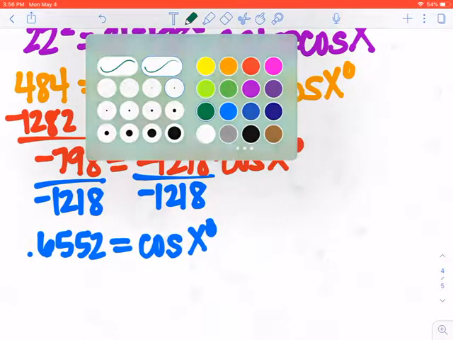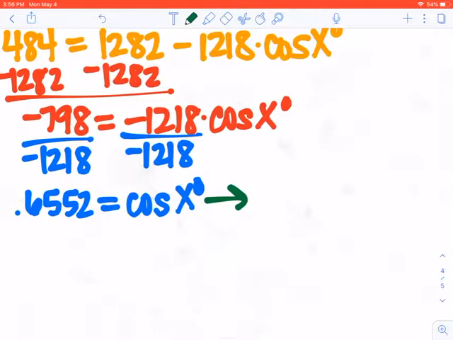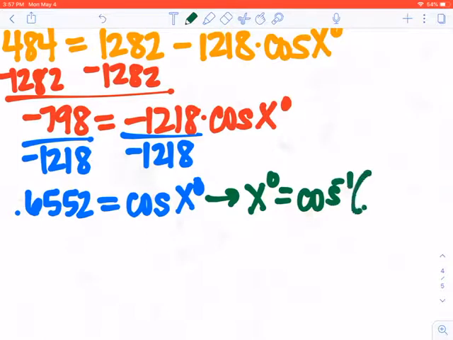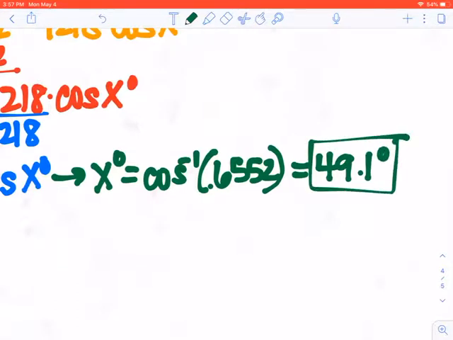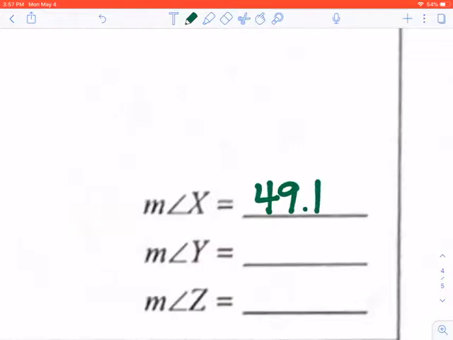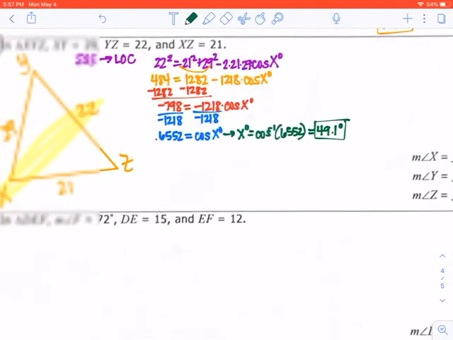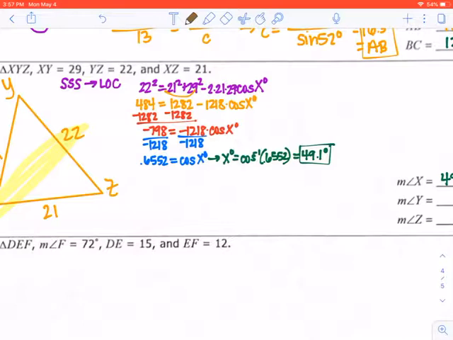But of course, our x is going to be, we're going to need to use an inverse. Okay, so x is going to be the inverse cosine of 0.6552. So you need to use the inverse to find the actual angle, one last step, and it's 49.1 degrees for x. Okay. Now, we still have to find y and z. I'm going to move on to y.